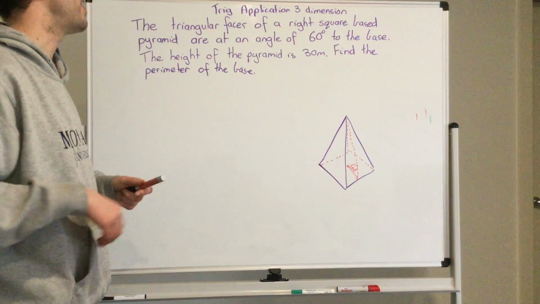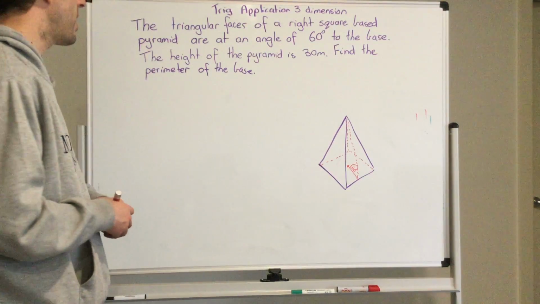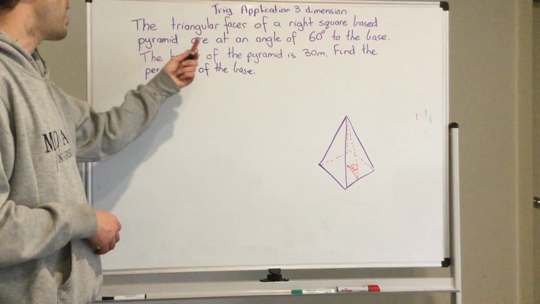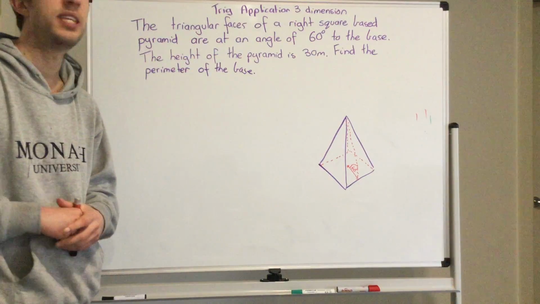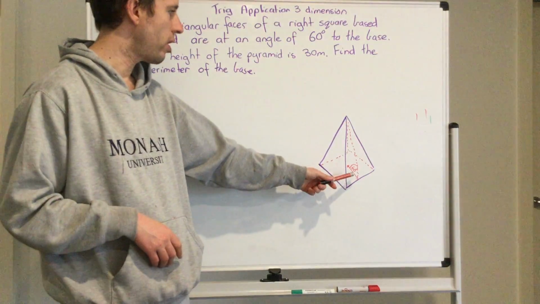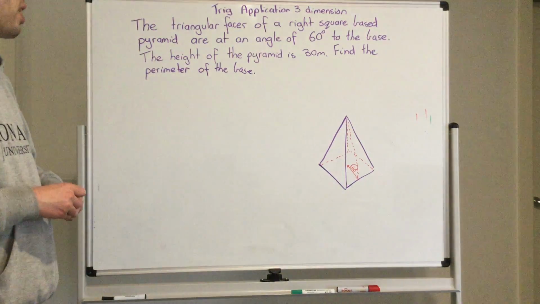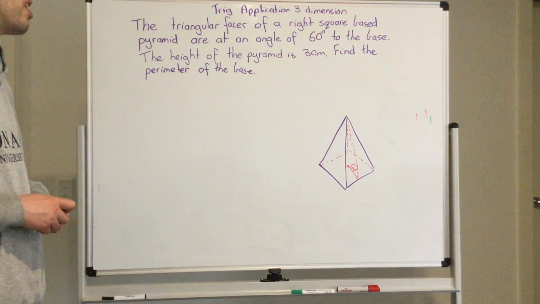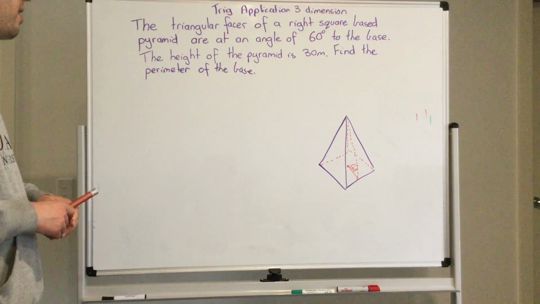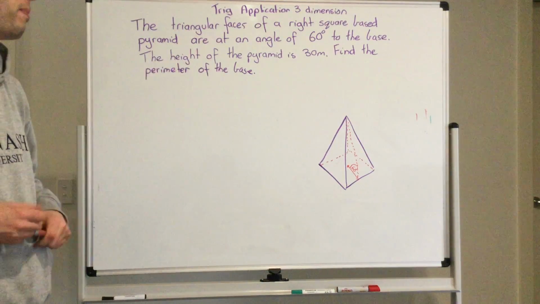The triangular faces of a right square-based pyramid are at an angle of 60 degrees. So here we know it's the angle of 60 degrees. The height of the pyramid is 30 meters. Find the perimeter of the base.